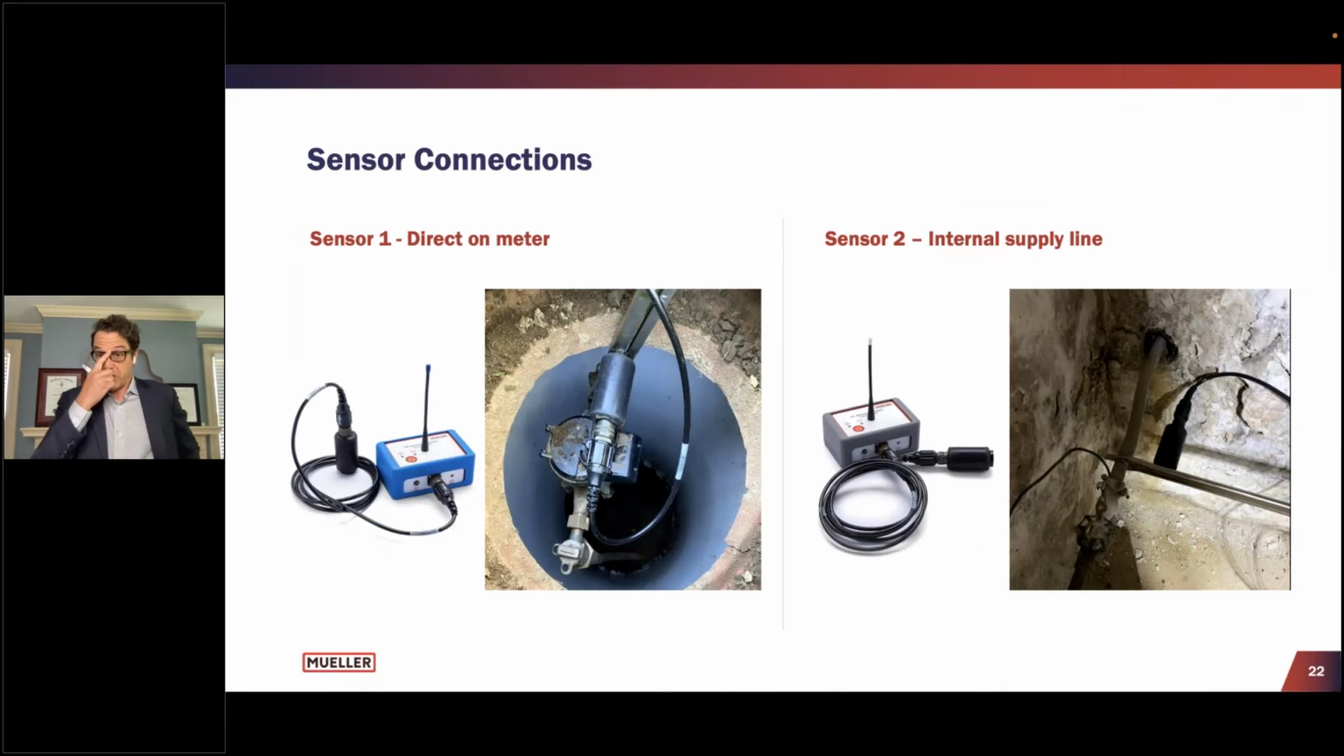So Richard was talking about sensor connection points. I mentioned that there is a requirement for two sensor connections, and I'm going to show some examples of where those sensor connection points are now. On the first image here, we've got sensor 1 directly connected to the meter. We use a custom tool, a clamp, to attach it to the meter there. Sensor 2 is attached to an internal supply line. Again, quite easy to attach that sensor.